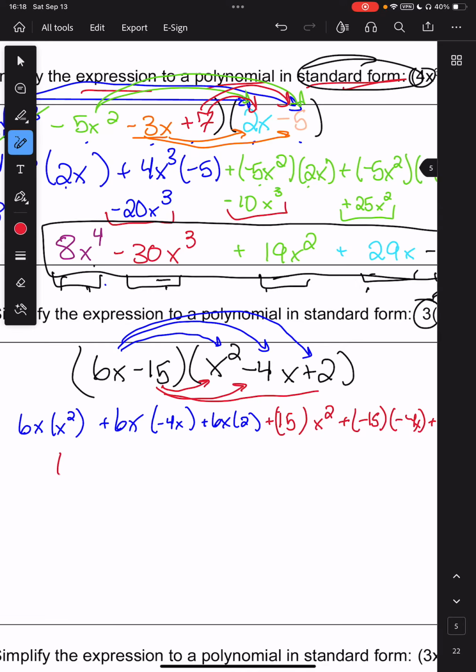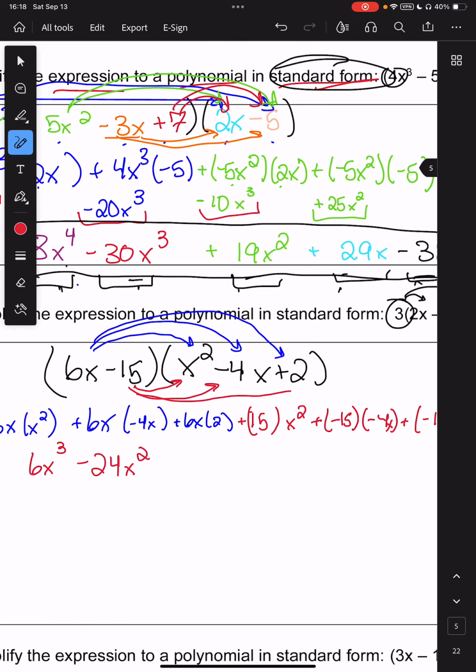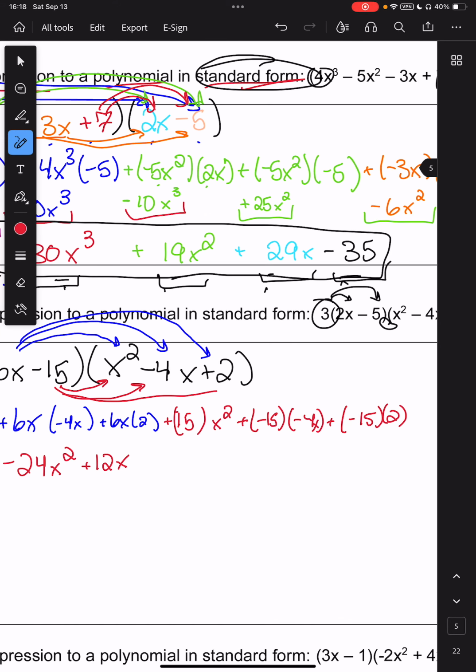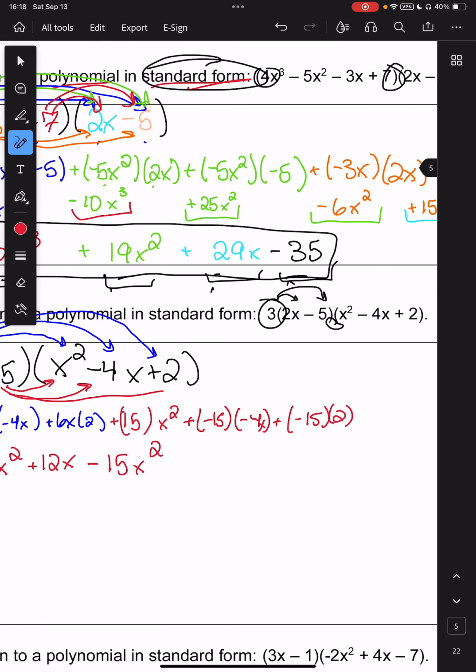So now we can simplify. 6x times x squared becomes 6x cubed. 6x times negative 4x becomes negative 24x squared. 6x times 2 becomes positive 12x. Negative 15 times x squared becomes minus 15x squared. Negative 15 times negative 4x becomes positive 60x. And then negative 15 times 2 becomes negative 30.